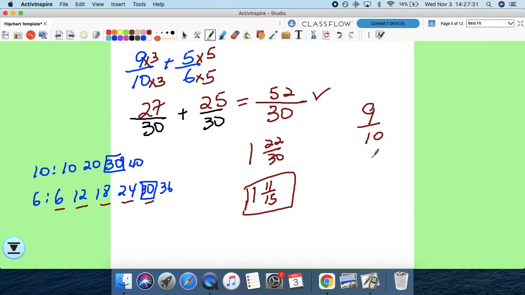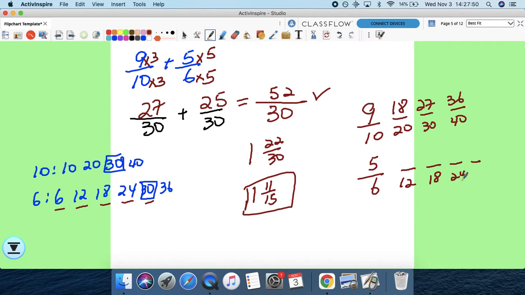9 over 10, 5 over 6, right? We're going to change 10 times 2 is 20, times 3 is 30, times 4 is 40. 9 times 1, 9 times 2, 9 times 3, 9 times 4. 6 times 1, 6 times 2, 6 times 3, 6 times 4, 6 times 5. 5 times 1, 5 times 2, times 3, times 4, times 5. Do you see anything? Yeah, I think it's this one, right? 25 over 30 and 27 over 30. So isn't that the same? So you get it both ways.